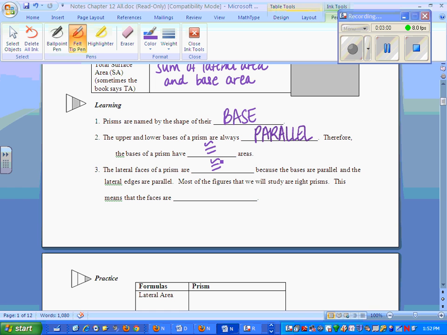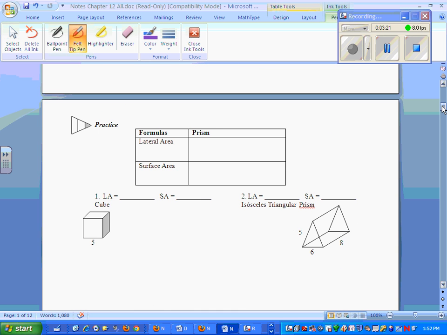Most of the figures that we'll study are right prisms. This means that their faces are regular. We will be pulling in formulas from last chapter, which is why it's very important to memorize those. To find the lateral area and the surface area, there are two distinct formulas. Lateral area is P times H. P is the perimeter of the base, and H is the height.